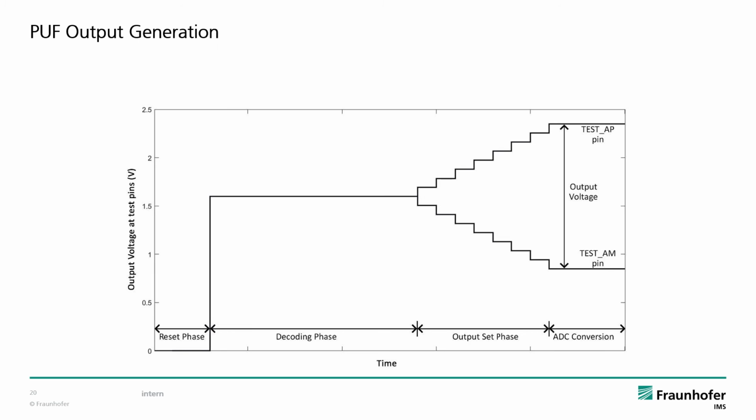The PUF operation can be divided into 4 phases, which are the reset phase, where the reference capacitors are pre-charged, the decoding phase, where the binary challenge is converted into an actual permutation, the output set phase, where the reference capacitors are added and the voltage steps occur, and the ADC conversion, where the analog PUF response is converted to a digital word, which then can be used for the ID generation, for example.